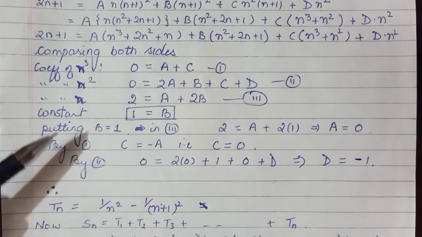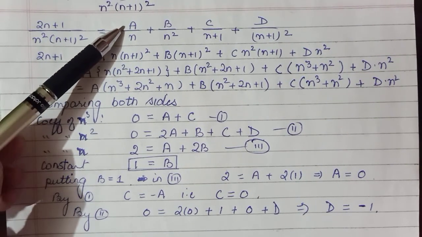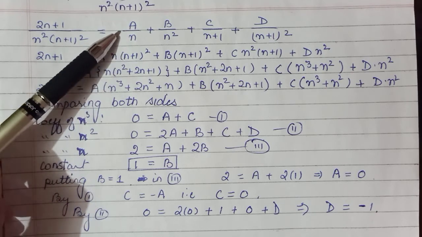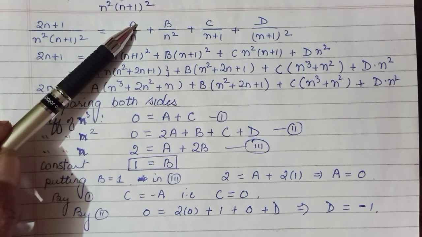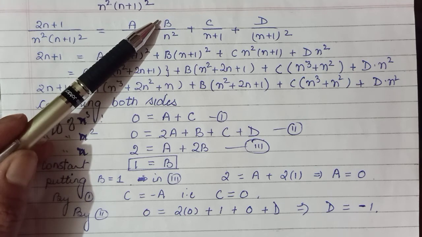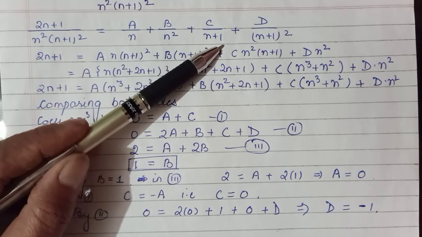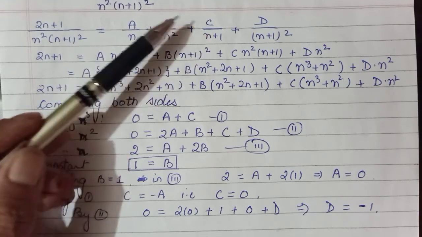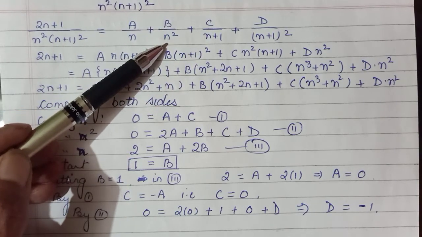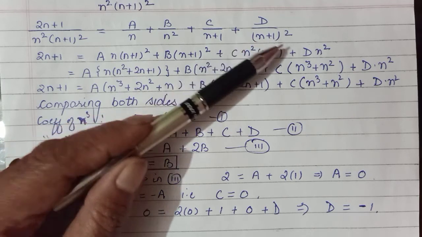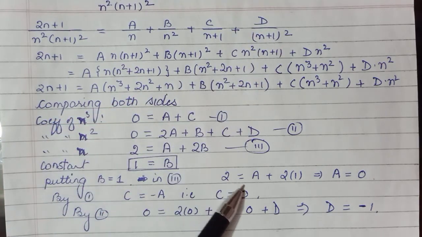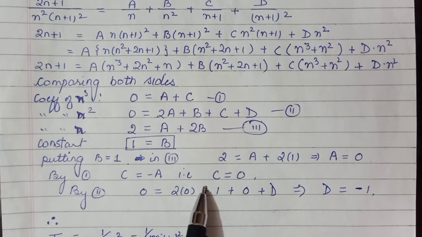Once you've got all the 4 variables, you need to put back the value. So a came out to be 0, so this term will vanish. Right? 0 happened. b was 1, so only 1 upon n square. This remains. c also came as 0, so this factor is also gone. Both these factors vanished. You are left with only n square with numerator 1 and n plus 1 square with numerator minus 1, because you got d as minus 1 and b as 1. The other two became 0.